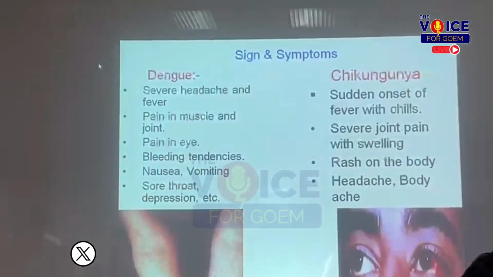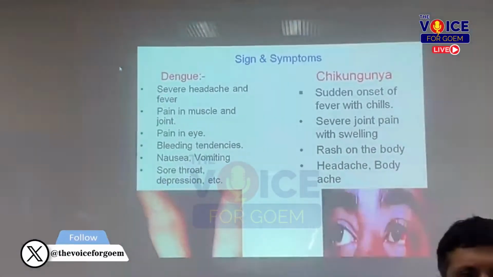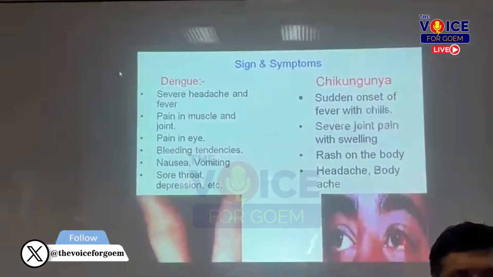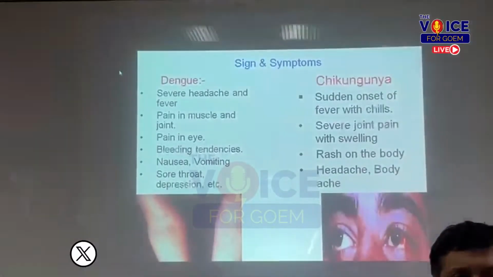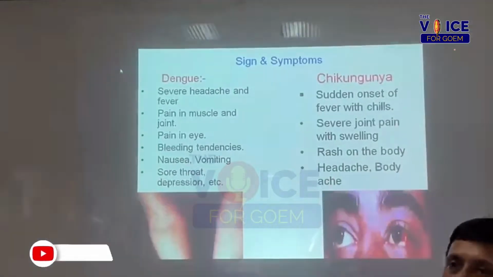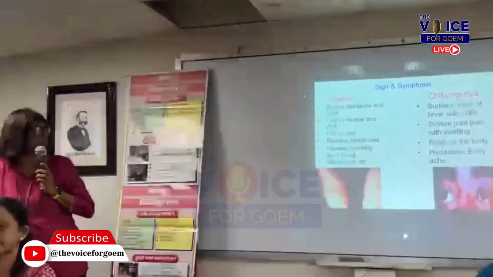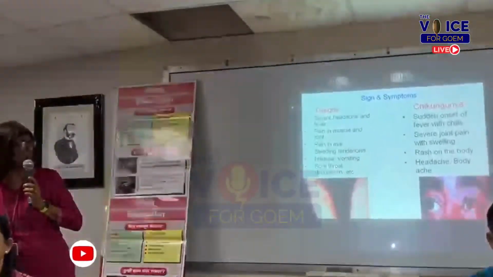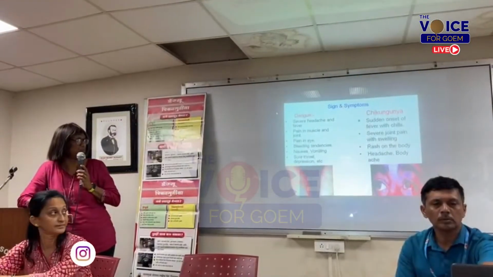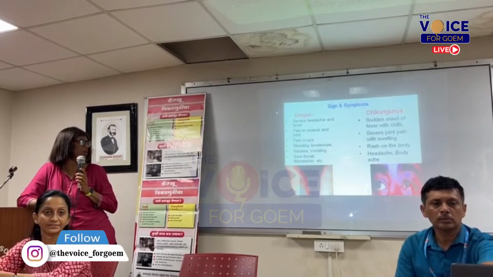So next. Now dengue, as I think many of us will be aware, is mainly high-grade fever with headache. There's pain behind the eyes, joint pains, bleeding tendency. You can get a rash, then nausea, vomiting, sore throat. So all these are the symptoms of dengue. In chikungunya, just to differentiate, it's sudden onset fever and chills, more of joint pain with swelling. You can get a rash, headache, body ache.